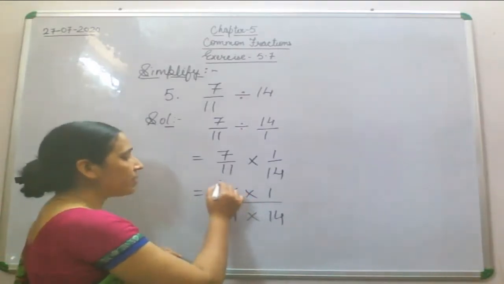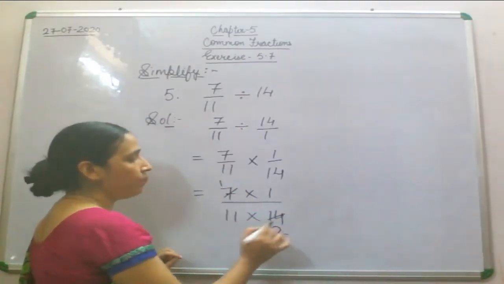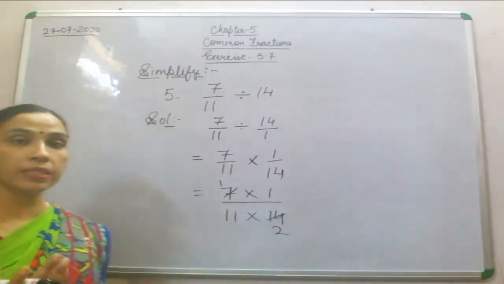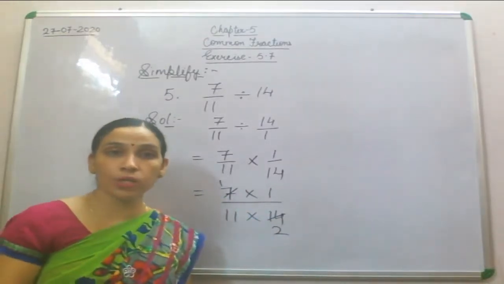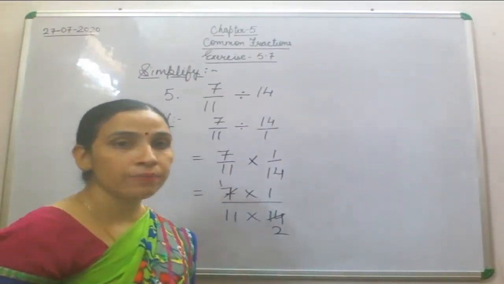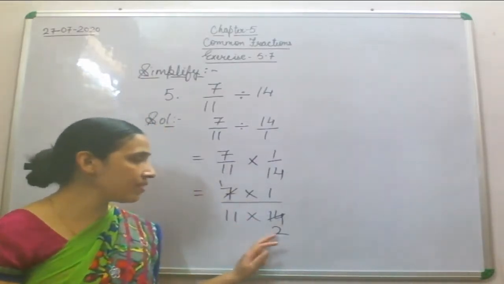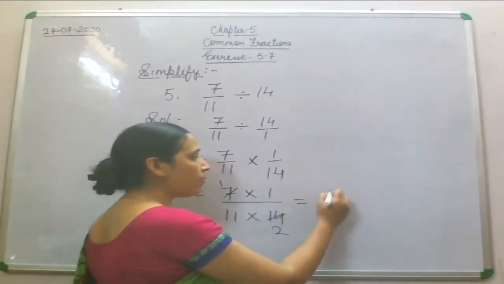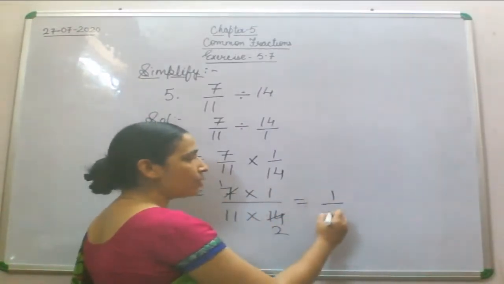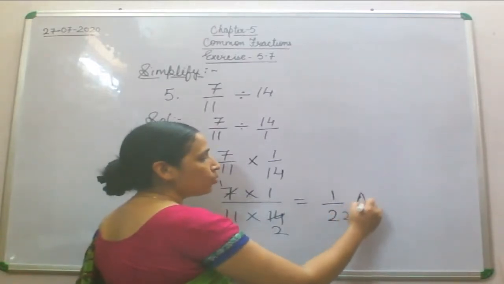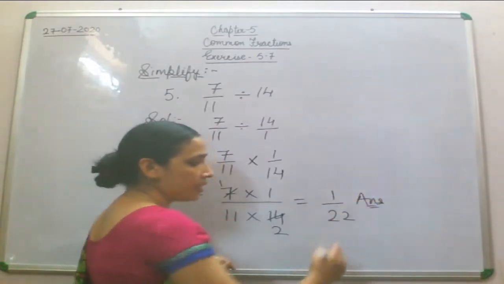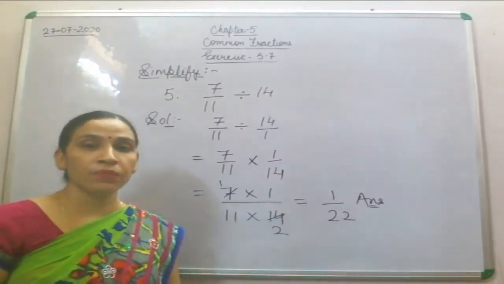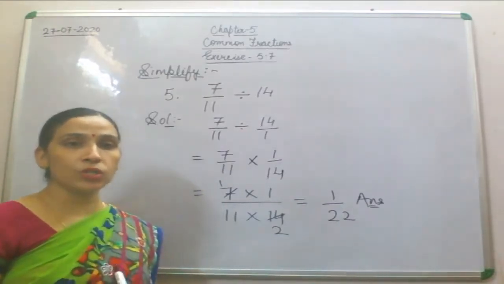So that must be reduced on this step. So here 7 ones are 7, 7 twos are 14. Here you have 7 and 14 and both come in the table of 7. So 7 is a common factor among 7 and 14. So here 7 ones are 7 and 7 twos are 14. Now numerator will multiply by numerator, 1 ones are 1 and 11 twos are 22. So what will be your answer? 1 by 22.